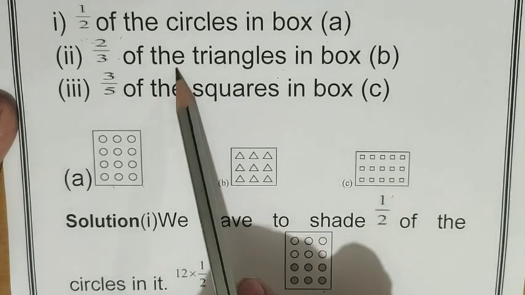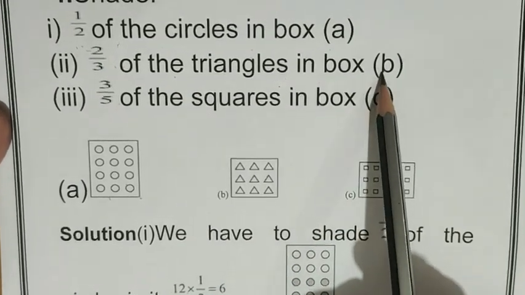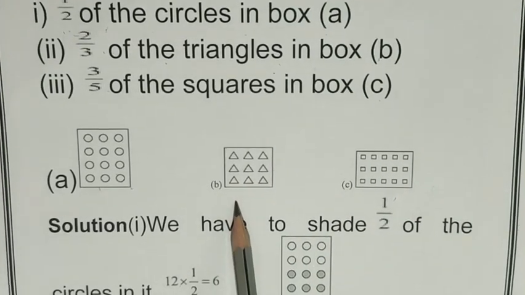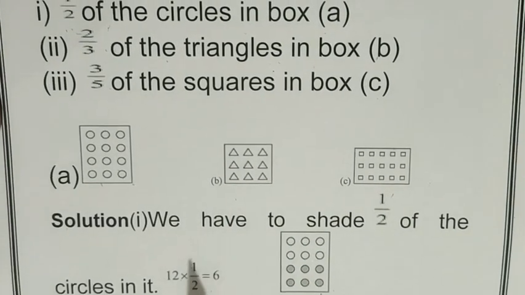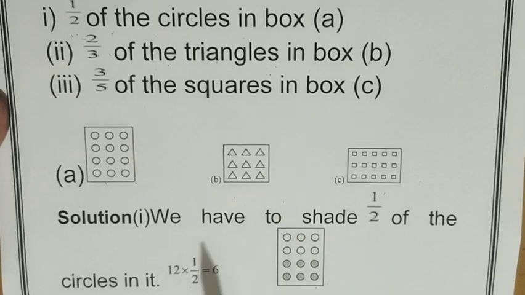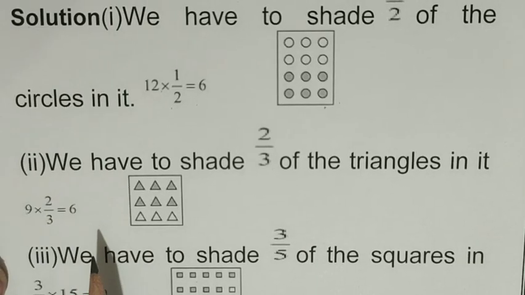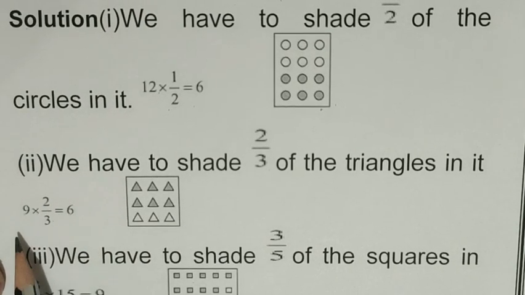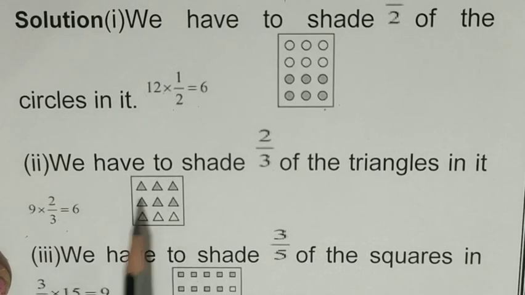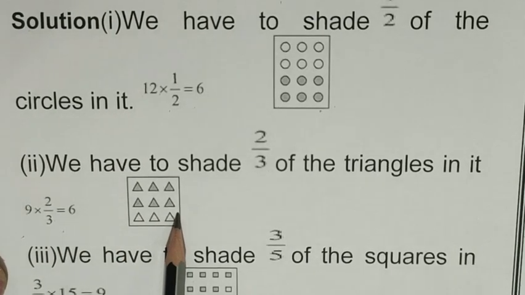Next question. 2 by 3 of the triangles in the box B. See how many triangles are there? 9. So 2 by 3 into 9. Of means multiplication only. So 2 by 3 into 9, it is equal to 6. So 6 triangles you have to shade.